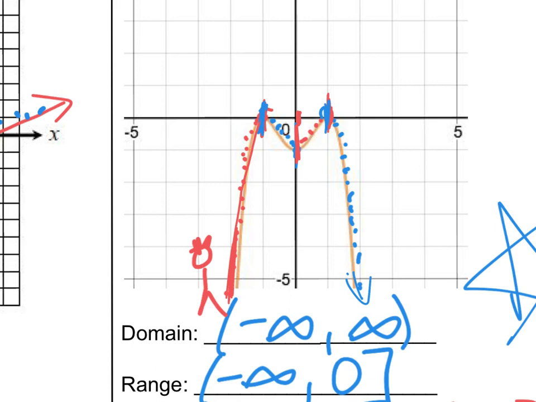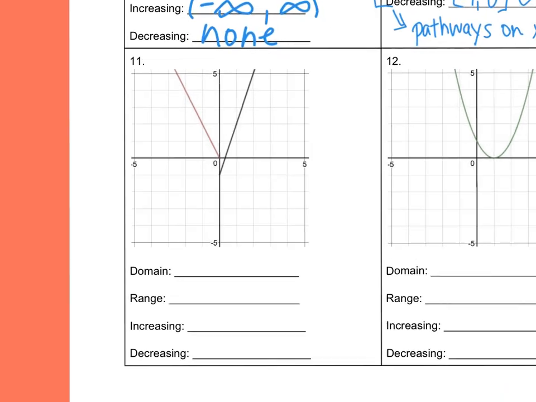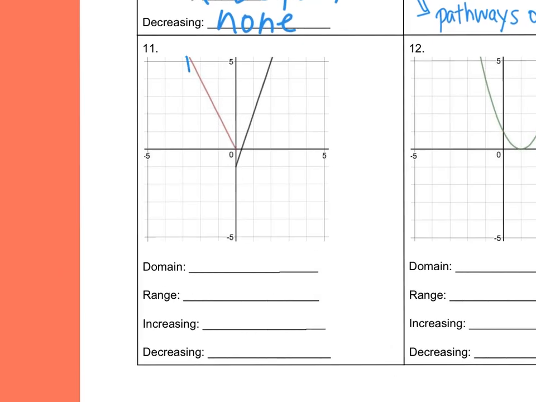We'll do another one. Number 11. These are going left forever, right forever, right? So negative infinity to positive infinity. My range, what's my bottom point? Am I going down forever? No, but where am I starting? -1. Am I going up forever? Yes. So -1 to infinity.